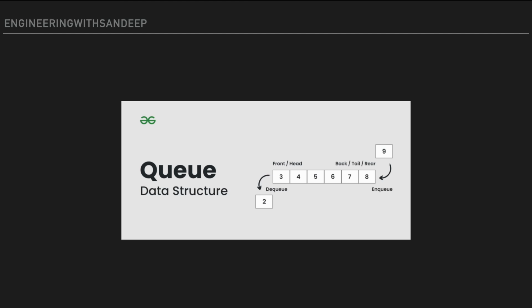Because it follows first in first out principle, the first one to the queue is 3. So whenever a dequeue command is given, the element at the first or the front of the queue is removed, similar to a normal queue that we must have encountered in our real life also, right? So it's similar to that only.